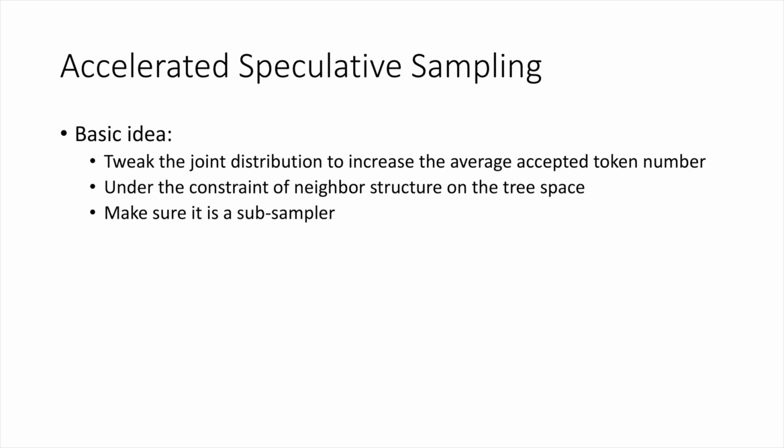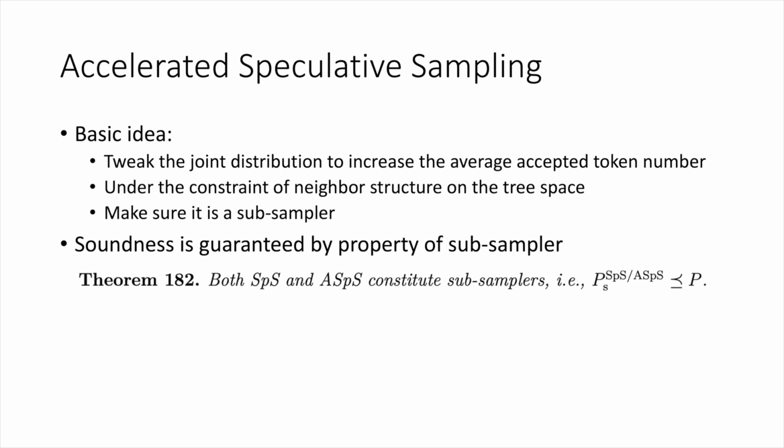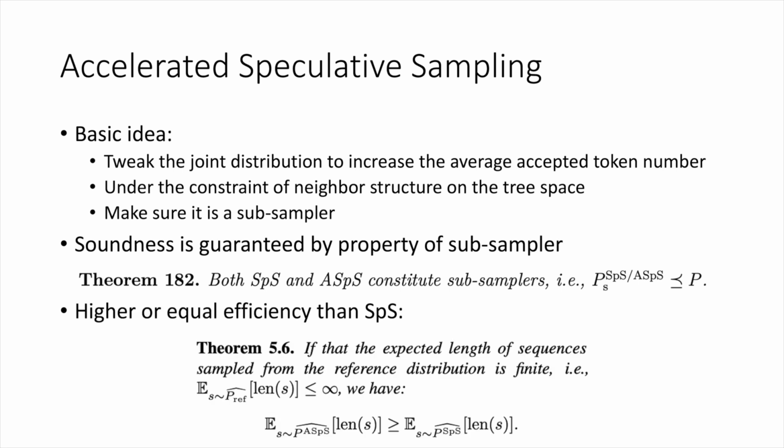Although the actual algorithm is quite complex, the underlying idea is simple and intuitive. The basic idea behind accelerated speculative sampling is that we tweak the joint distribution to achieve better coupling on the tree space. One special example is shown in previous slides. We also need to respect the neighbor structure on the tree space to make sure the algorithm is indeed a subsampler. The soundness of this approach is guaranteed by the property of subsamplers. Moreover, accelerated speculative sampling has a higher or equal efficiency compared to conventional speculative sampling.